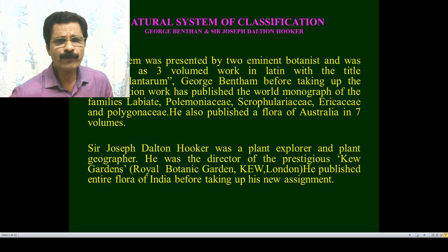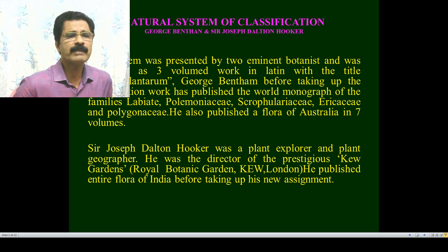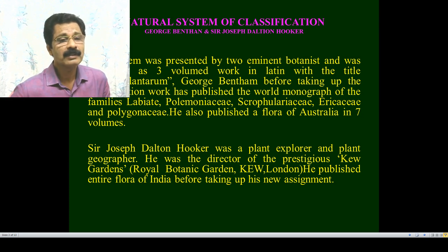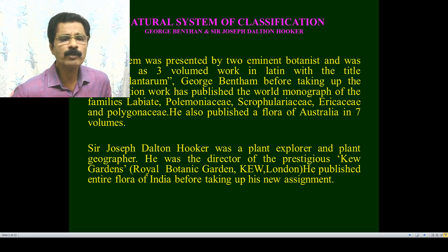George Bentham, before taking up the classification work, had published world monographs of the families Labiatae, now called the Lamiaceae, Polemoniaceae, Scrophulariaceae, Ericaceae, and Polygonaceae. He also published the Flora of Australia in 7 volumes. Sir Joseph Dalton Hooker was a plant explorer and plant geographer. He was the director of the prestigious Royal Botanic Gardens, Kew at London. He published the entire flora of India before taking up his new assignment.